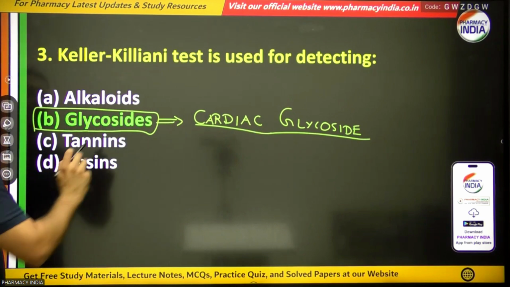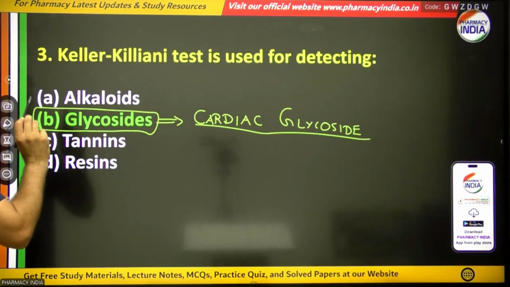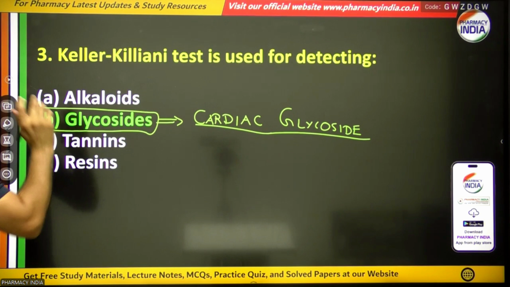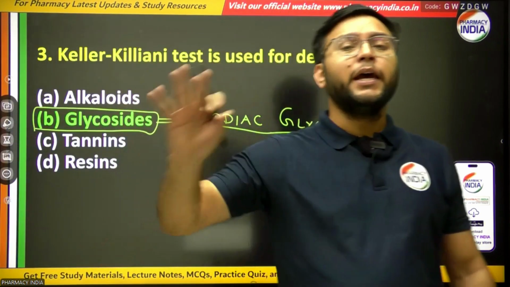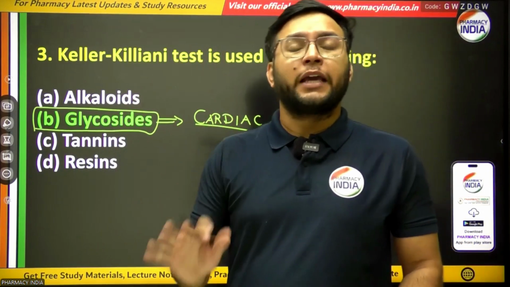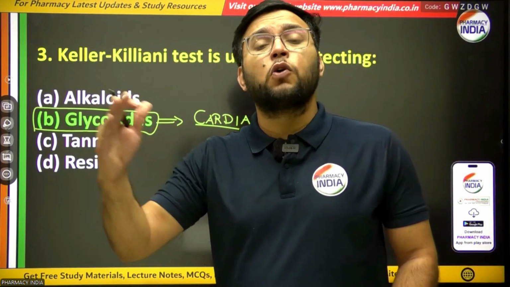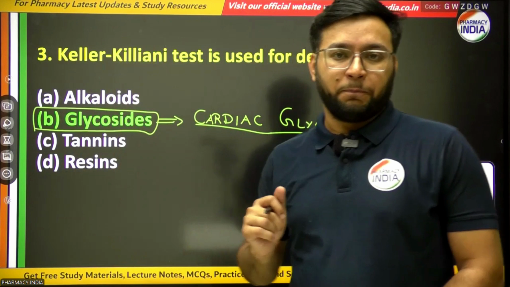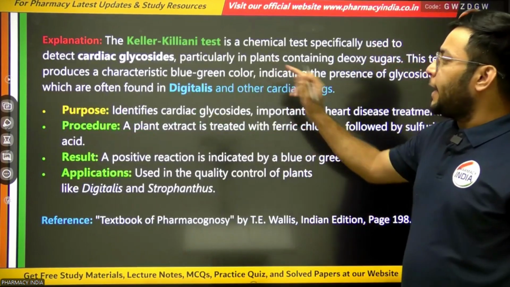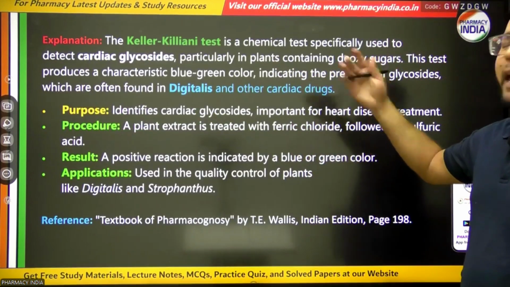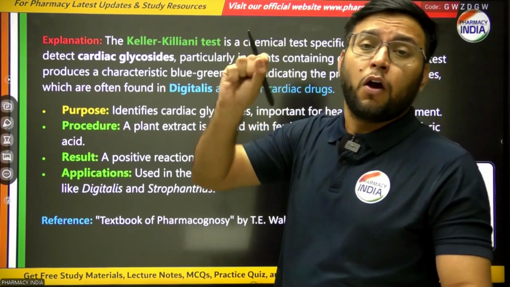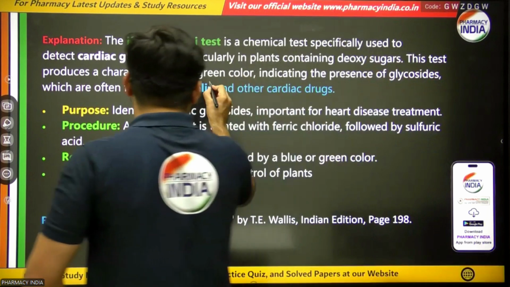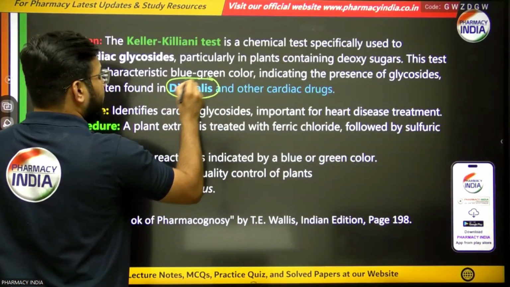And mainly Kller-Kiliani, and there are many more tests. You just have to go through the chemical tests, because many a time a question is asked from the chemical test and what its observation or result is. Mainly the Keller-Kiliani test is specifically for cardiac glycoside, and the major and famous drug of cardiac glycoside is digitalis. Yes, digitalis.